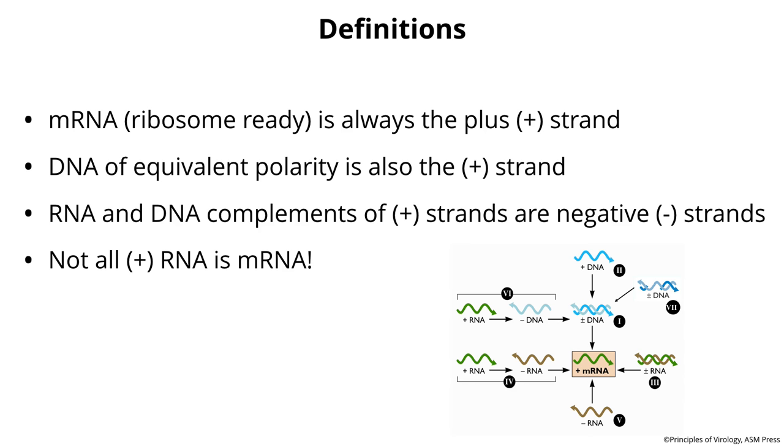And finally, the last point, not all plus RNA is mRNA. So the virus group that I showed you that takes plus RNA and makes a DNA copy, those viruses do not translate that mRNA in cells. So not every plus RNA that you see is an mRNA, even though it's the same polarity. It may have the capacity to be translated, but in some cases it's not.